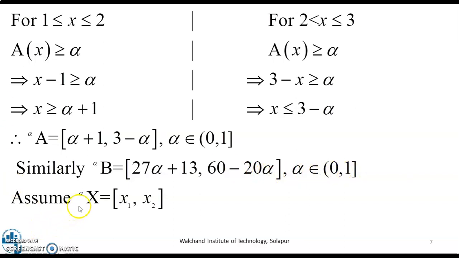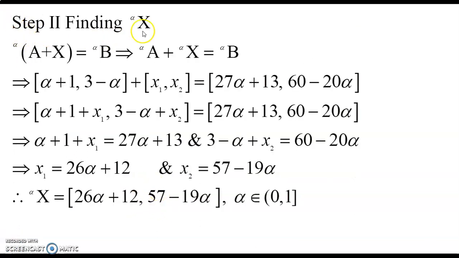Now, actually, our next aim is to find out the alpha cut of x. Let us assume that we have obtained it as a closed interval where the initial point is x1 and the end point is x2. Now our job is to find out these two quantities. Now the step number 2, finding alpha cut of x. Before finding alpha cut of x, we have to take the alpha cut of the given fuzzy equation A plus x equal to B.